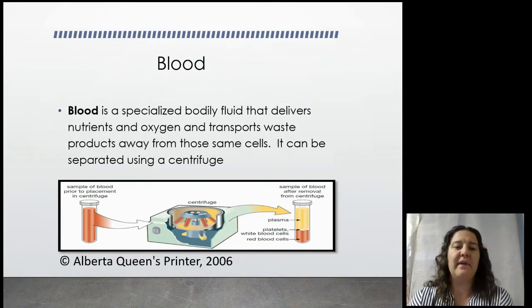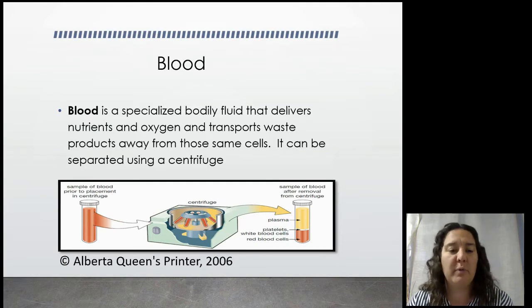So blood is a very specialized body fluid that delivers nutrients and oxygen to our body cells and transports waste products away from those same body cells. And if blood has been removed from your body, either for donation or for testing, it can be separated into different components using a centrifuge, which is where they'll spin it really fast in a circle to separate the components by weight.